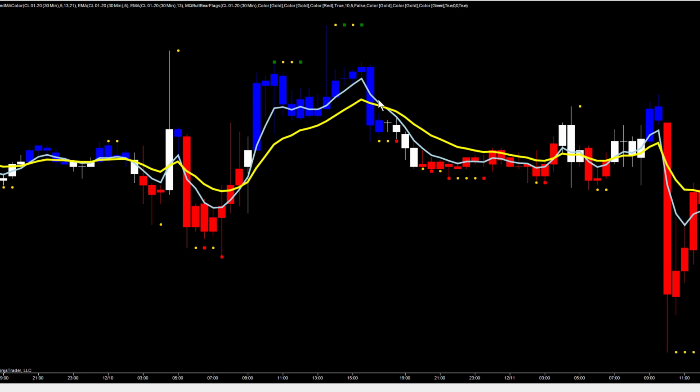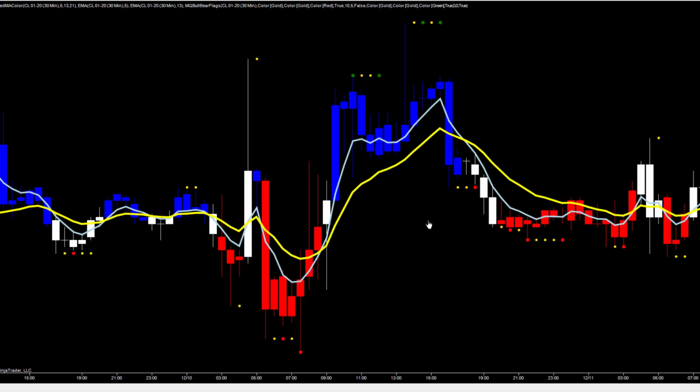For short trades, we want to see both moving averages sloping down. And for long trades, we want to see both moving averages sloping up. And you can kind of see how that works. You can see as the lines flatten out, our flags, for example, this is our bull bear flag indicator, and you notice that your flags tend not to follow through as well when the moving averages are flattening out. There's a good example there, there's a good example there.